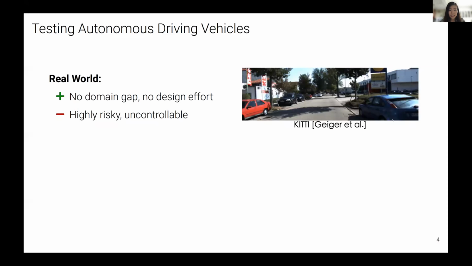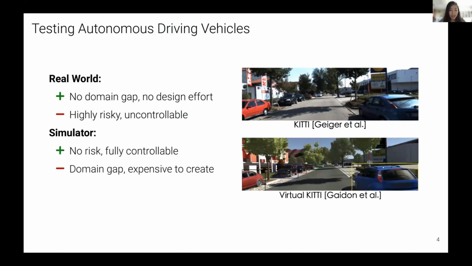So for testing autonomous driving cars in the real world, as we said, there is no domain gap and we don't need to spend any design effort. However, this is highly risky and the thing is uncontrollable. In contrast, if we have a simulator, there is no risk and it's fully controllable. However, there is a domain gap and it's also expensive to create these contents.